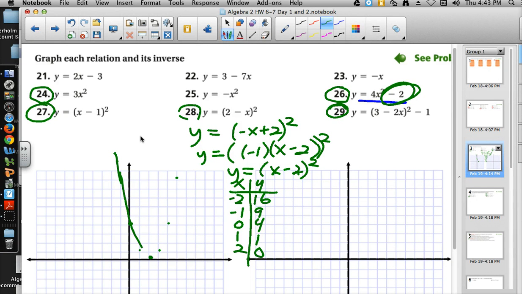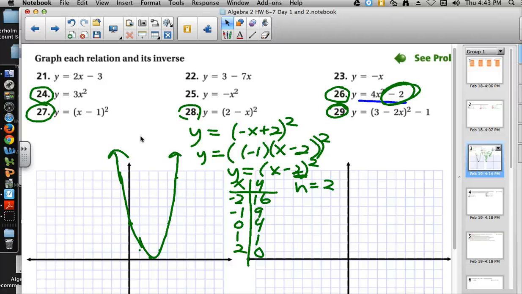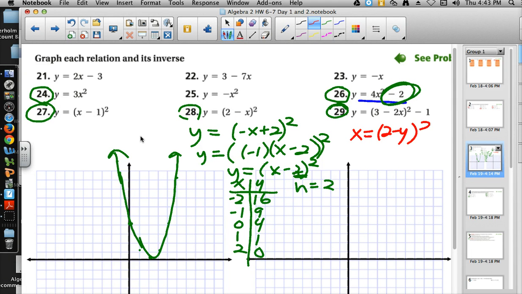So here is the original, which is basically just y equals x squared, but h is 2, so it's moved 2 units to the right. So whether or not you use the table or you factor it, you'll get to the same place. And again, we have to go after our inverse function yet. So reverse the x and the y, take the square root right away.